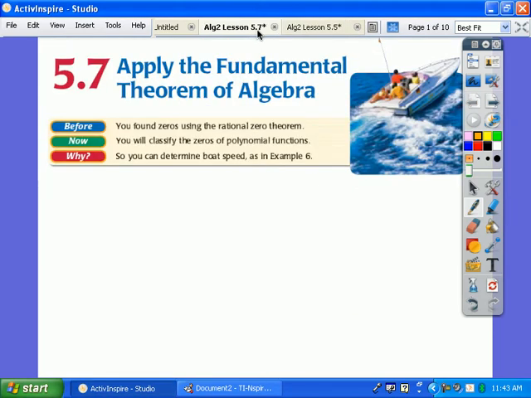All right, so this is Mr. Smith here. This is Algebra 2, Section 5.7, the Fundamental Theorem of Algebra. Now, this is the class called Algebra. And this section is about the fundamental theorem.